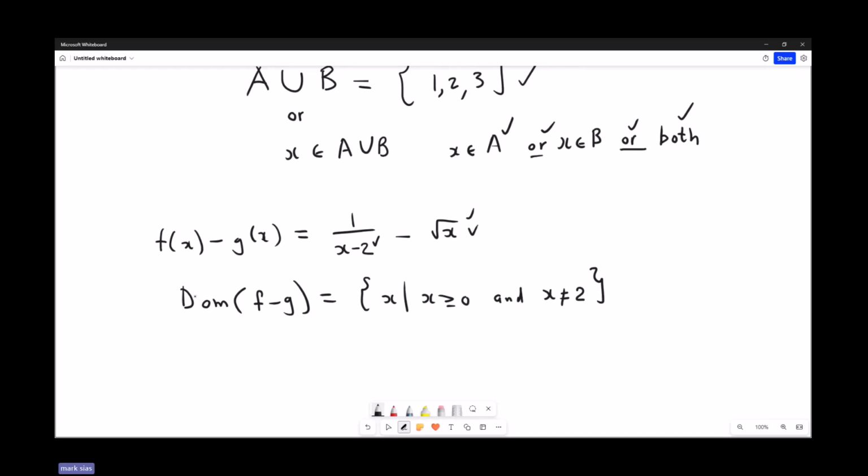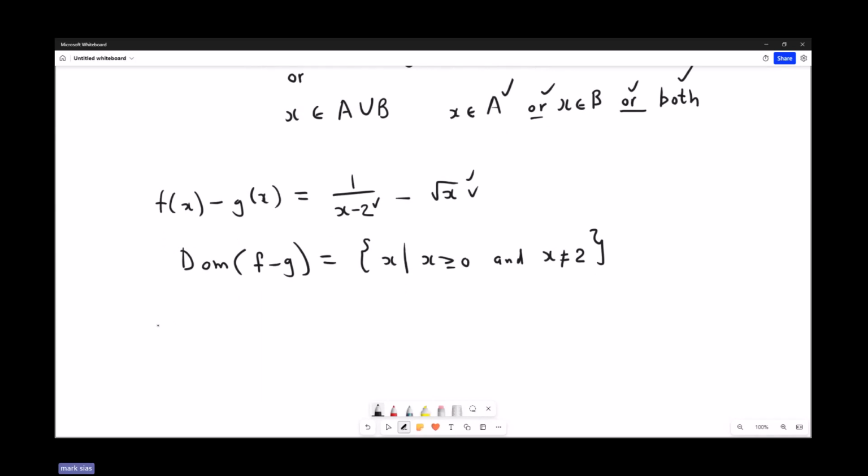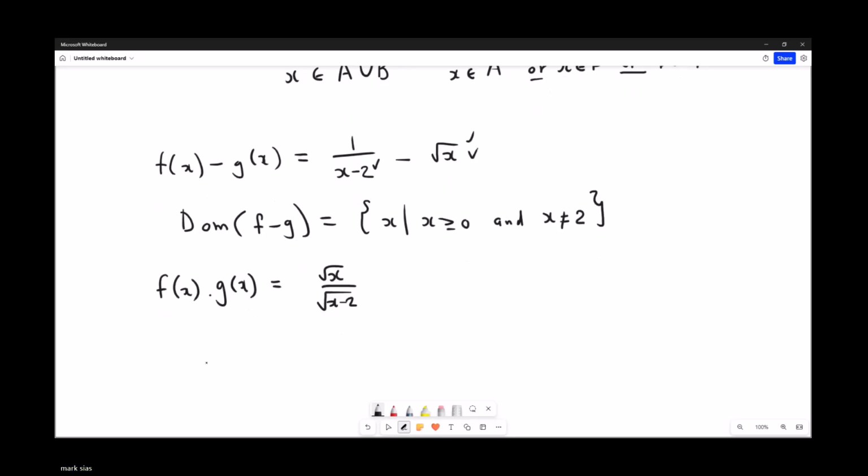Let's look at the product there, okay? So for the product, if I multiply f and g, so f of x times g of x, let's multiply them. What you see is the square root of x divided by square root of x minus 2. And you will see again, from this, it's the same principle. The one that brings about the change is the quotient. But let's look at the product. The product, I claim, the intersection of those domains remains the same like the previous two cases, okay? The set of x greater or equal to 0 and x is not equal to 2.